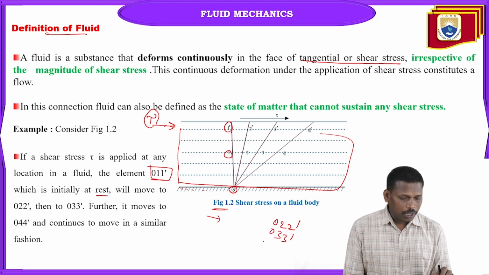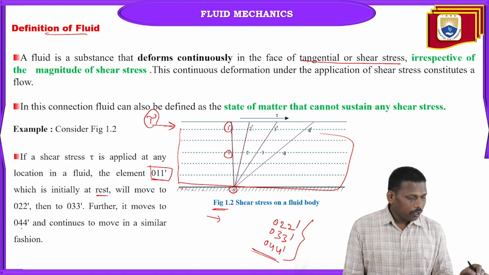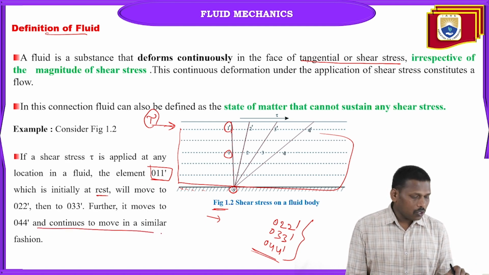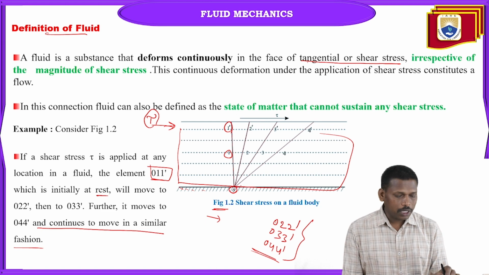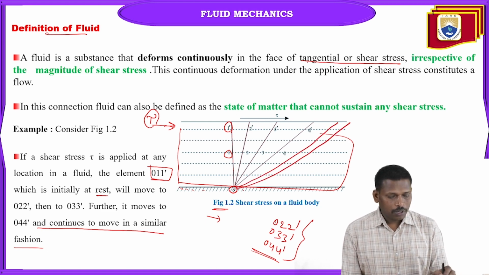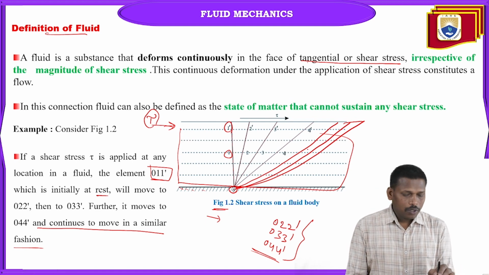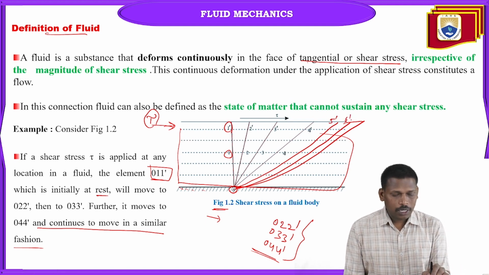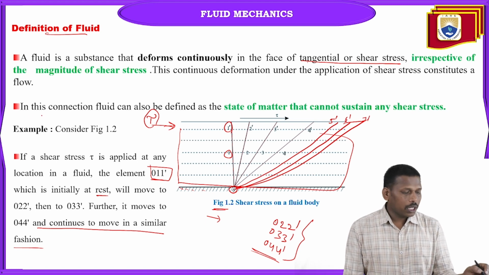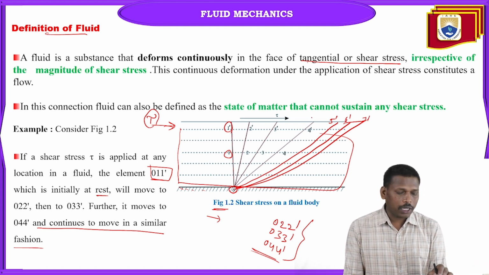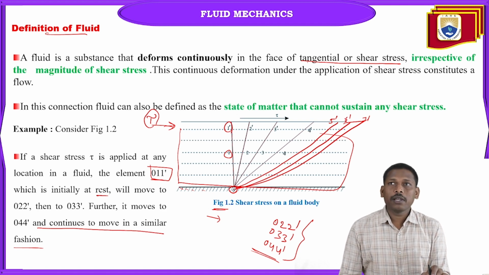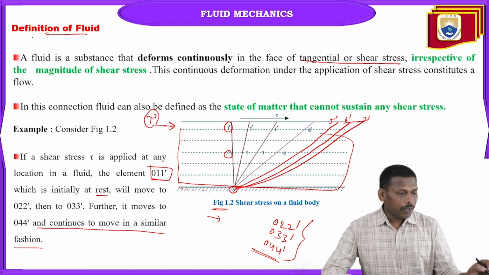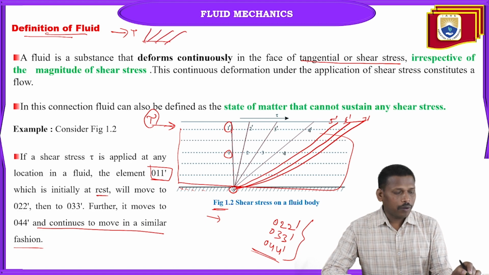Further, from this figure, it goes to 0, 4 and 4 dash, and continues to move in a similar fashion. Similarly, it may go like this, so it will be 5 dash, 6 dash, as well as 7 dash. In this connection, the fluid can also be defined as a state of matter that cannot sustain any shear stresses. So that is the basic definition. When you apply the shear stress, the fluid body may move from the origin to different positions.